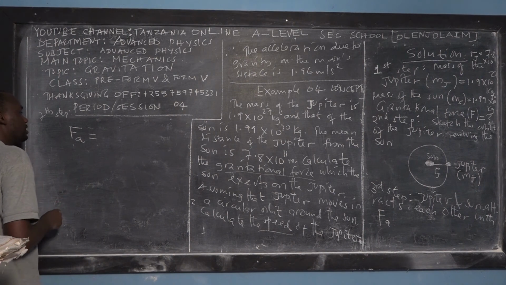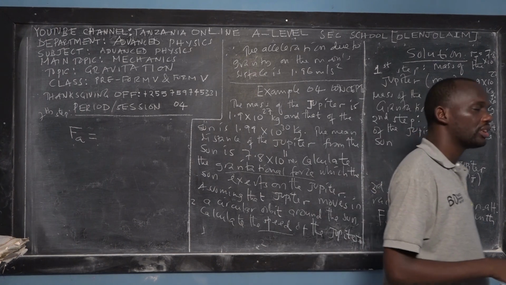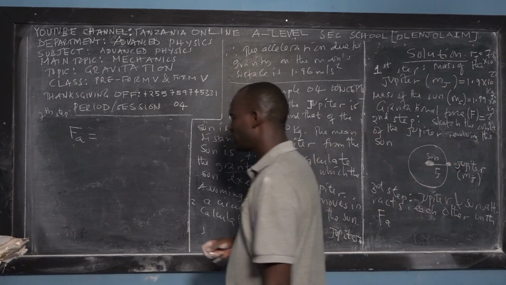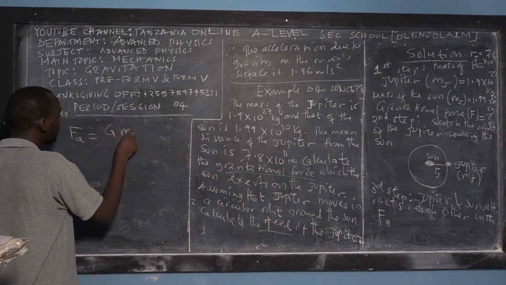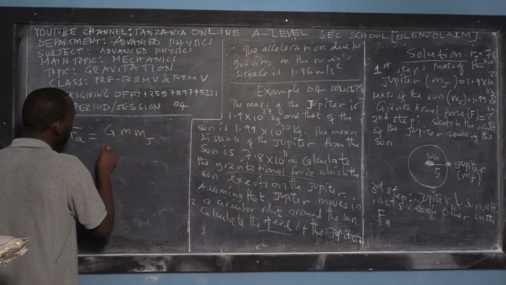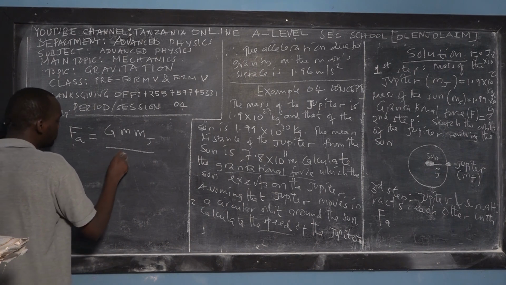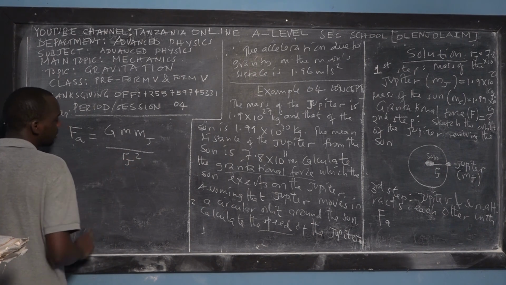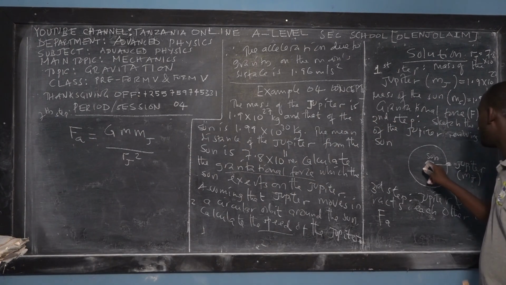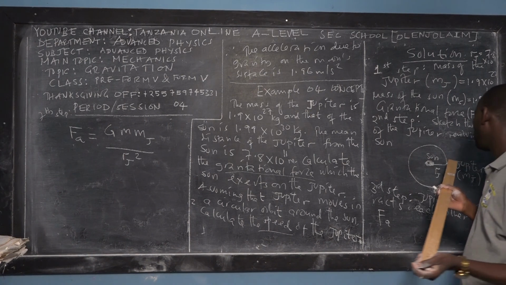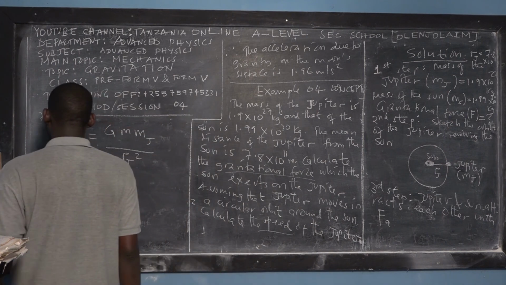So it's a force of attraction according to Newton's law of universal gravitation. We say that the force of attraction between two bodies in the universe is directly proportional to the product of their masses, and inversely proportional to what? To the square of the mean distance from the Sun to Jupiter. That is all about the force of attraction.